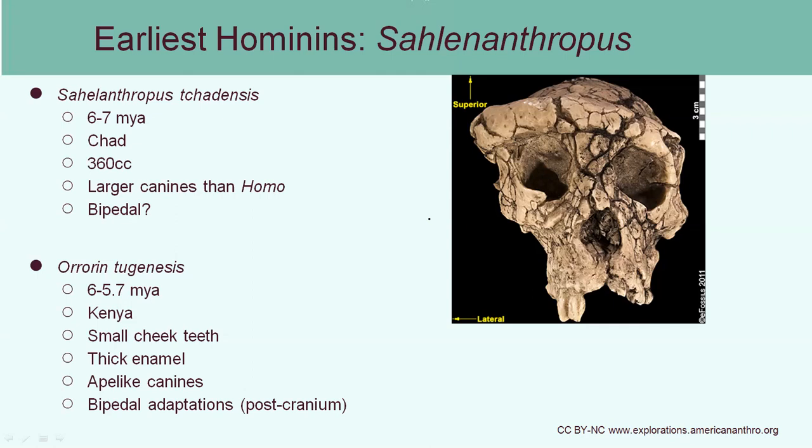The other example is the Aurorin, which I do not have pictured, but that one is going to have smaller cheek teeth. It still has very much ape-like canines, but based on the evidence of the skull, we do believe that there was some bipedalism evolution happening there because of the location of the foramen magnum.